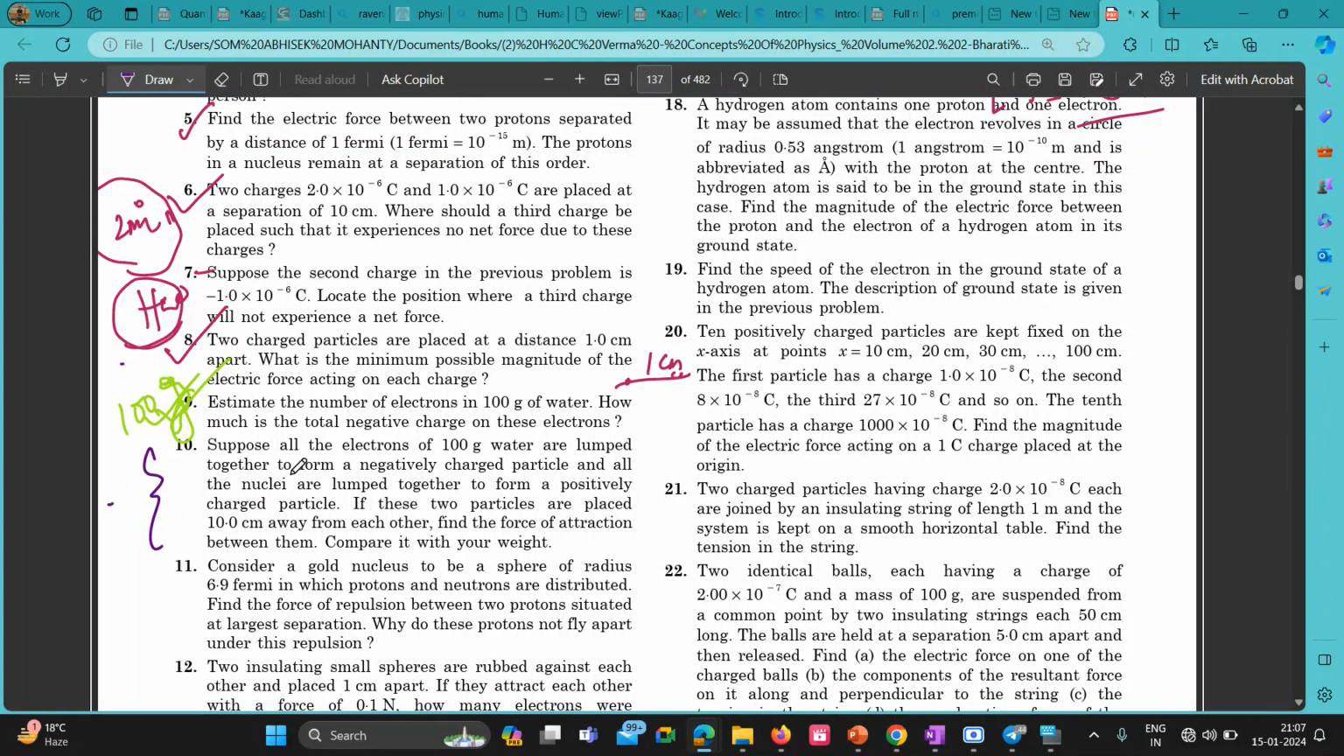Suppose all the electrons of 100 gram water are lumped together to form a negatively charged particle, and all the nuclei are lumped together to form a positively charged particle. If these two particles are placed 10 centimeter away from each other, find the force of attraction between them, and compare it with your weight. So first read the question, you write the question first, please.